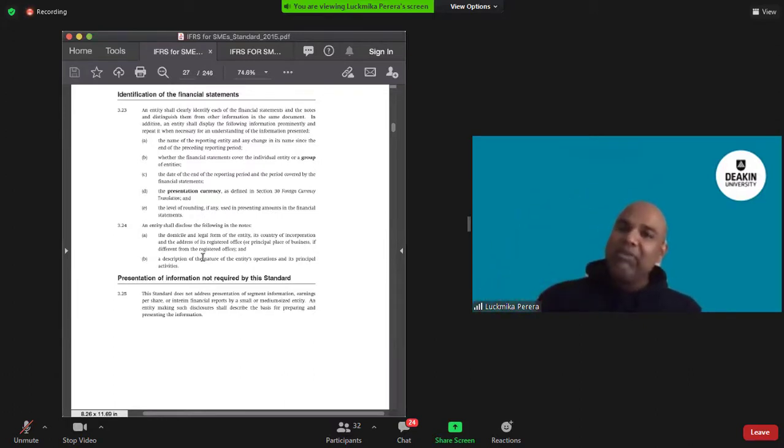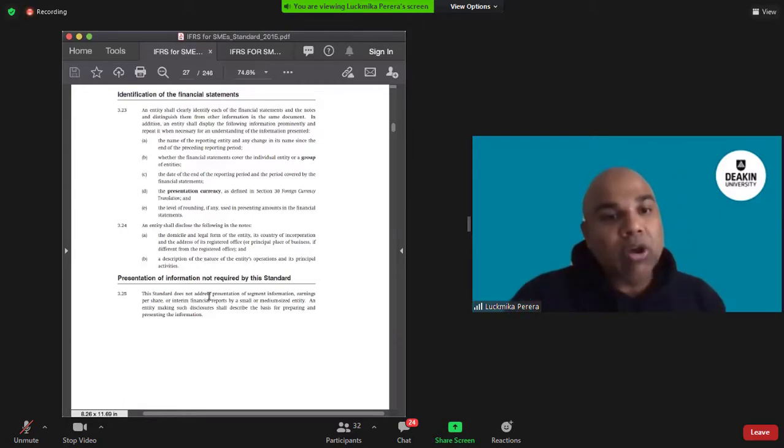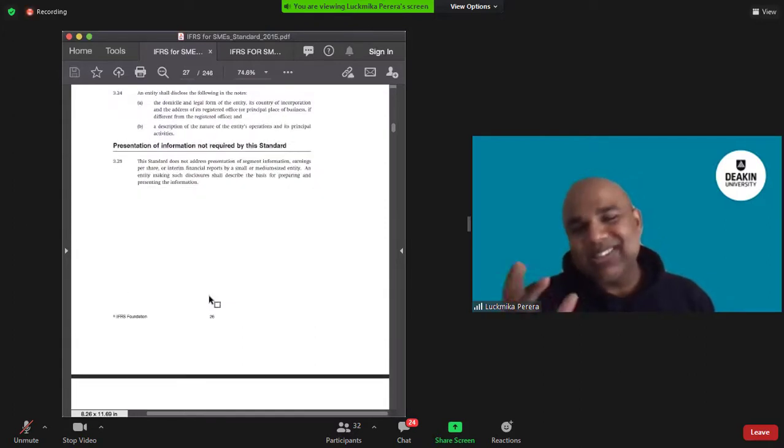Now, the entity shall present additional line items, headings and subtotals in the statement of financial position when such presentation is relevant to an understanding of the entity's financial position. Okay. So you can see here the relevance of it as it comes through.